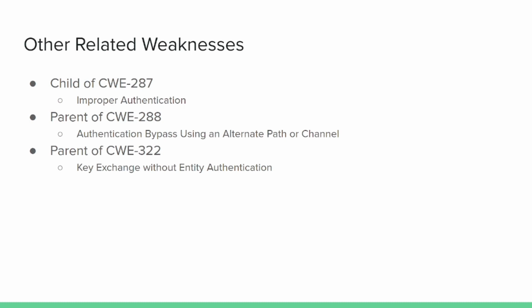CWE 306 is also a parent of both CWE 288, authentication bypass using an alternate path or channel, and CWE 322, key exchange without entity authentication. CWE 288 occurs when a product requires authentication, but the product has an alternate path or channel that does not require authentication. The alternate path or channel that doesn't require authentication itself falls under the CWE 306 weakness definition.